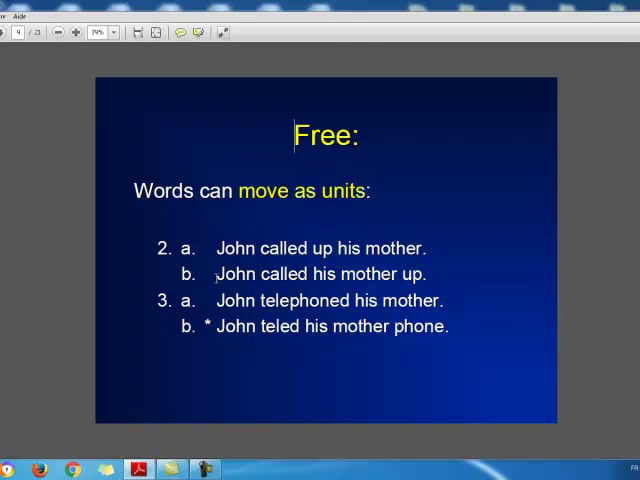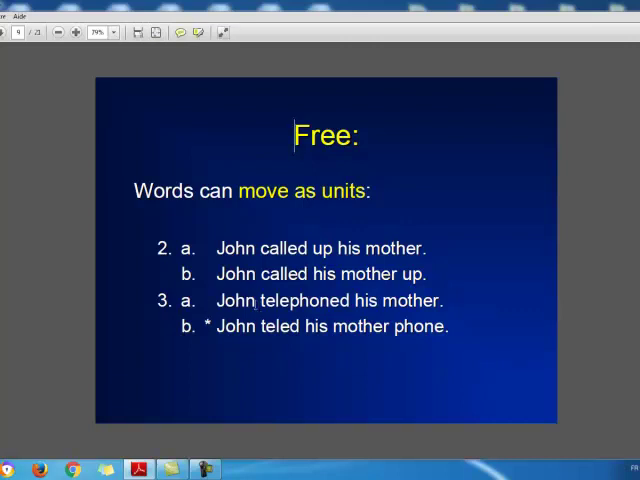It is grammatical. Why is this so? Because normally here the word called is a word. It can be isolated. Up is a word. It can be isolated. It is a free unit. So what have we done here? Since up is a free form, it's a word, it can move from its place immediately after its verb. It can move to the last position of the sentence here.